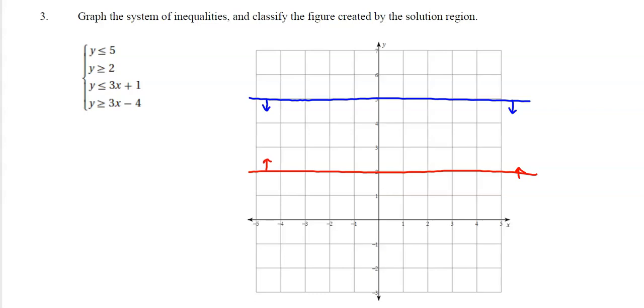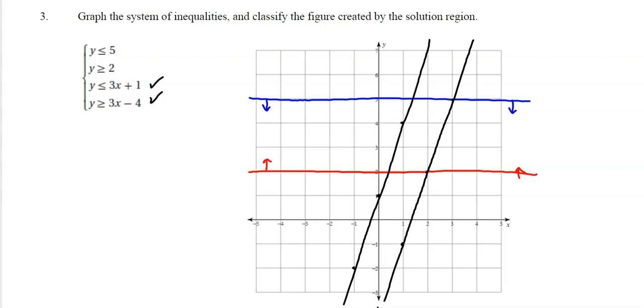We have y less than or equal to 3x plus 1. So 3x plus 1 goes up 3 over 1. Solid. And then 3x minus 4 crosses way down at -4, which is kind of off my screen a little bit. And going up 3 over 1. Oh, it looks like, since these two lines have the same slope, they are parallel to each other. So these lines are parallel.